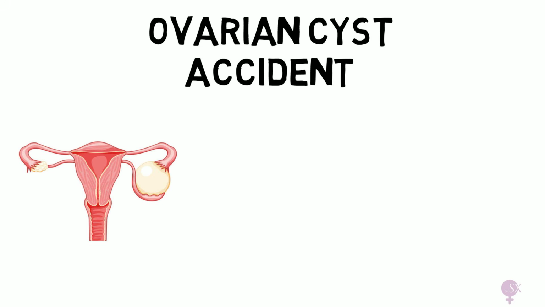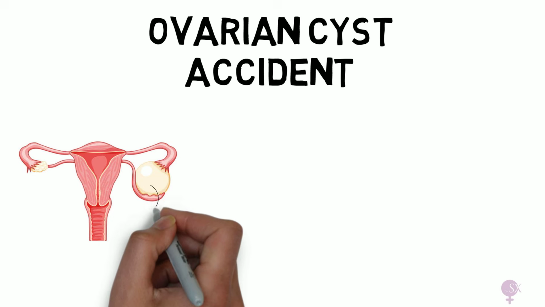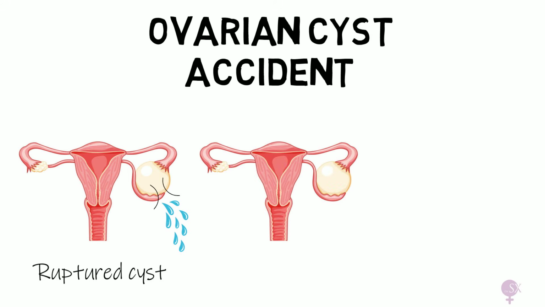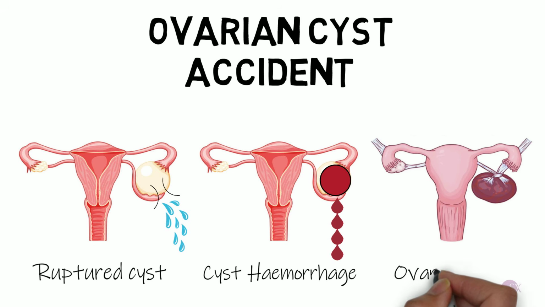This includes a ruptured cyst, where the cyst wall tears and its contents spill into the pelvis, causing sharp acute pain. We can also have bleeding occurring within a cyst, which can then leak blood into the peritoneal cavity. Lastly, we have ovarian torsion, where the ovary twists on its pedicle, restricting its blood supply. We have a whole video all about this, which I'll link here.